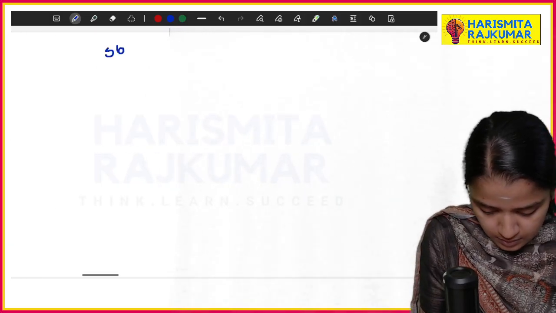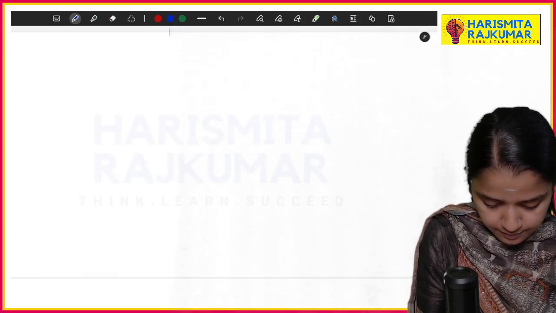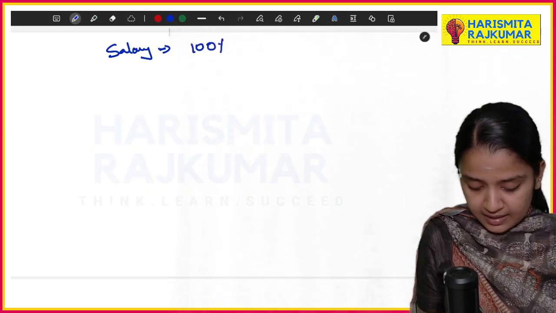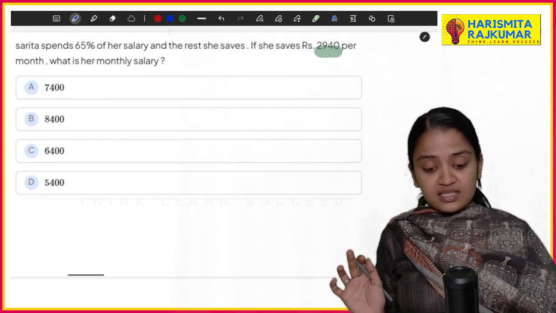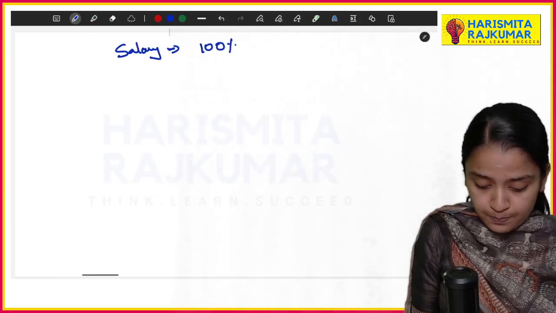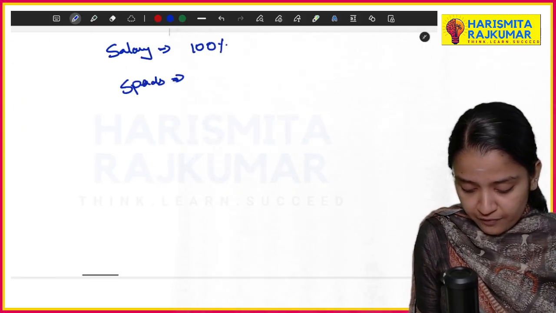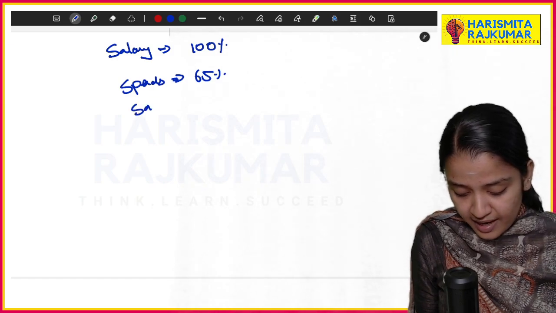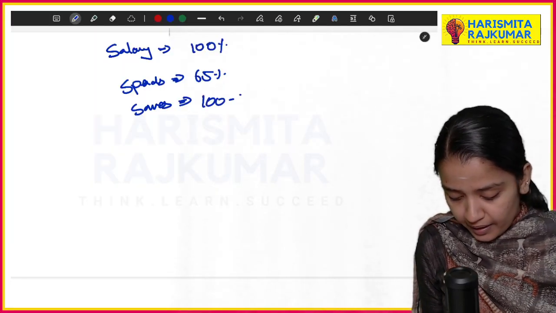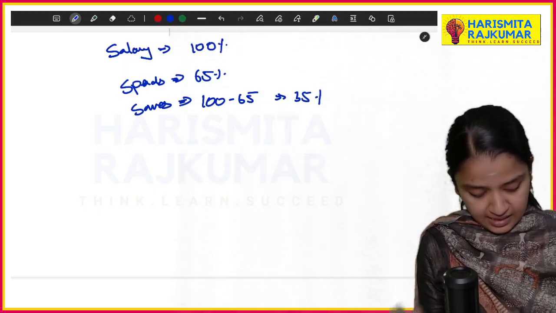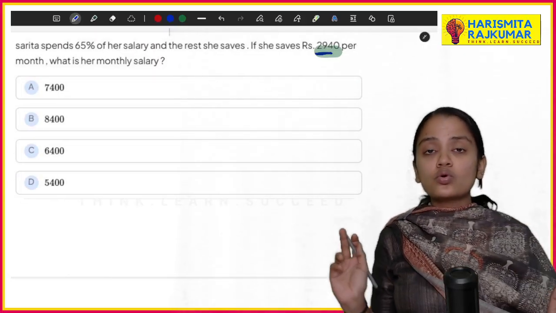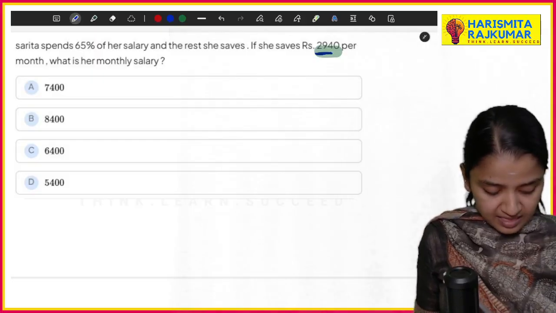I'm keeping her salary as 100 percentage. In that, she spends 65 percentage of her salary and saves the remaining. So what is the saving? 100 minus 65 is your saving, which gives you 35 percentage. Now that saving amount is 2,940. What is the monthly salary?